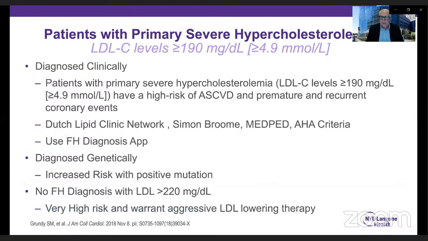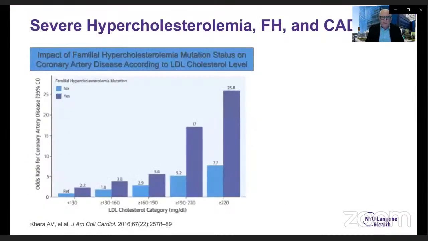So in these patients with primary severe hypercholesterolemia, LDL levels greater than 190 milligrams per deciliter or 4.9 millimoles per liter, they're diagnosed clinically generally, but you can also diagnose them with either an app on iPhone or Androids, or these scoring systems such as the Dutch Lipid Clinic Network, Simon Broome, MedPed, or the American Heart Association criteria. They can be diagnosed genetically. And even in patients where you can't make a diagnosis of familial hypercholesterolemia, if their LDL is greater than 220 milligrams per deciliter, they fall into the same high-risk category and should be treated as such with aggressive LDL lowering and high-intensity statins.